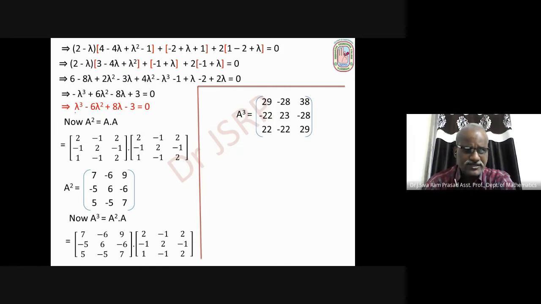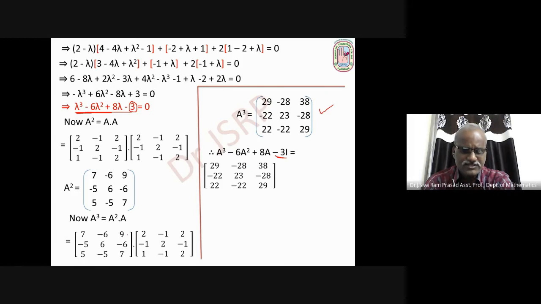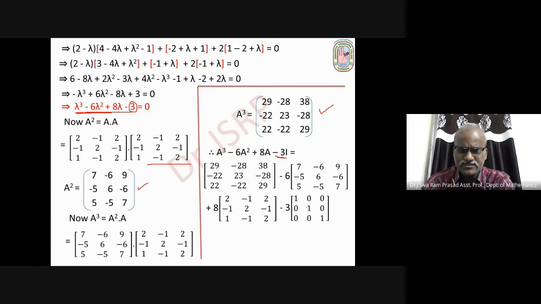Right, now substitute A in the left side of this characteristic equation. That is A cube minus 6A square plus 8A minus 3. How do you write this constant 3 in terms of matrix? Multiply with the unit matrix. So we have to take here 3I. Substitute A cube, minus 6 into A square, plus 8 into the given matrix A, minus 3 into the unit matrix I. Simplify this whole expression, you get the 0 matrix.